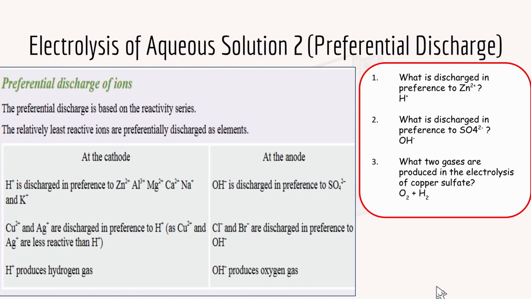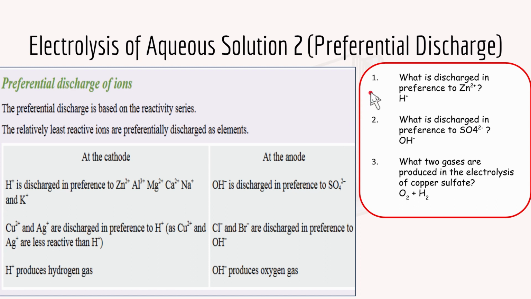So we'll move on to preferential discharge. The preferential discharge is based on the reactivity series, and the relatively least reactive ions are preferentially discharged as elements. And you can have a read for the cathode and anode. So here are some questions.